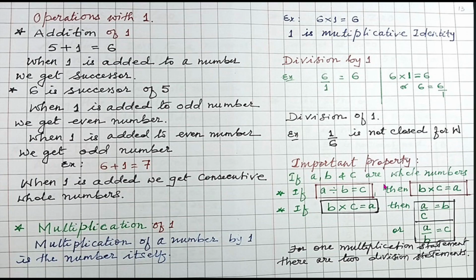Now some important properties. If A, B and C are whole numbers, and A divided by B is equal to C, it implies that B into C is equal to A. Please understand this. Also, if B into C is equal to A, it implies that A by C is equal to B, or A by B is equal to C. A simple mathematical operation. So, for one multiplication statement, we have two division statements.